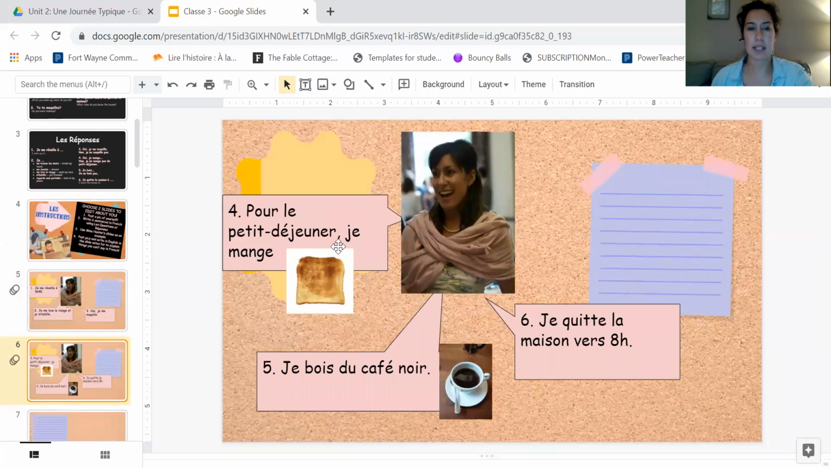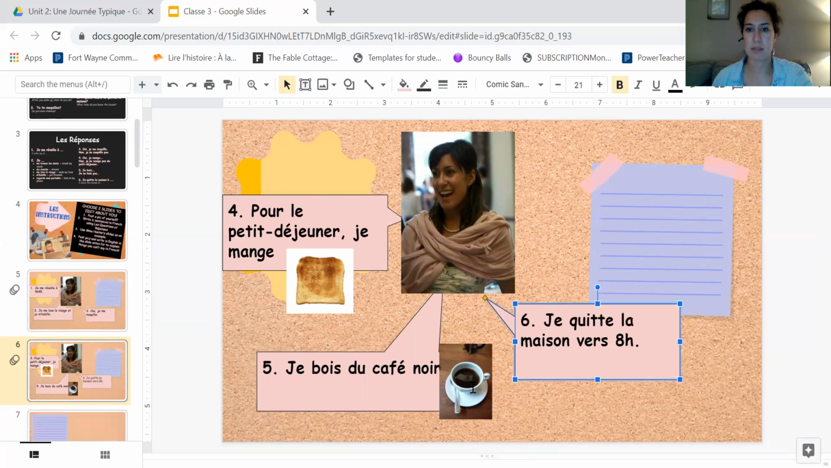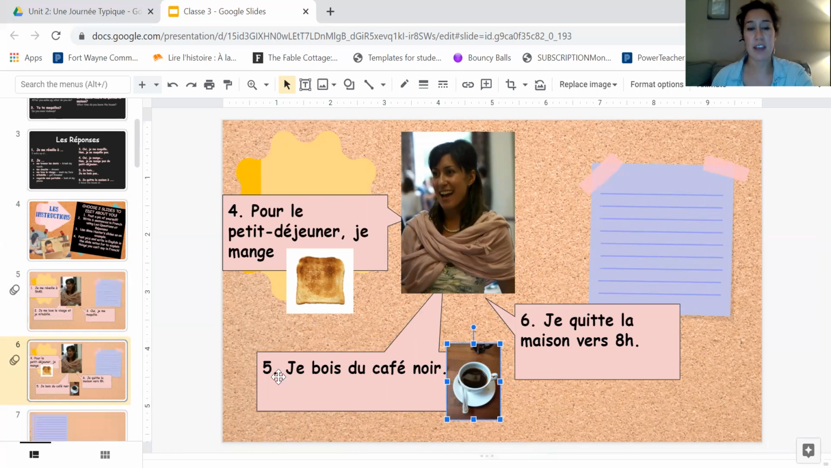And then the second slide is I'm talking about, I didn't embolden these ones, that's my OCD. Okay. So you can see for here, je bois du café noir. Most of you know what café noir is, but I just gave you an example of putting an image right there. Here, I put pour le petit déjeuner, je mange, and then I eat toast.